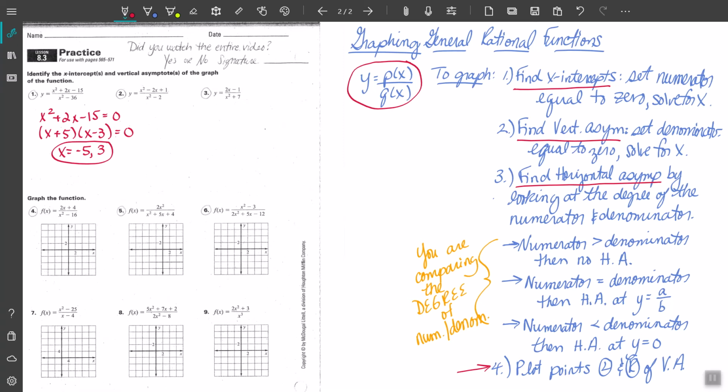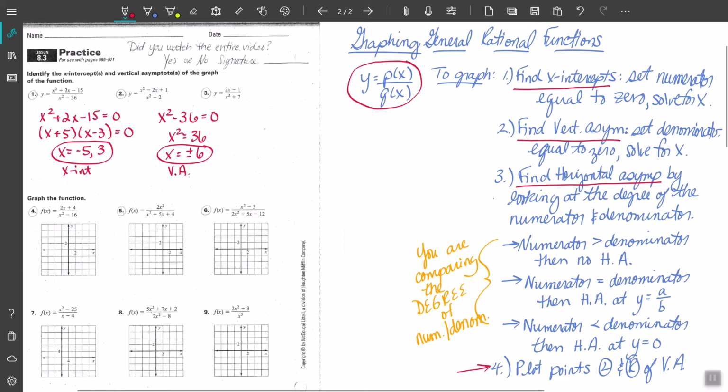Then we move to step 2, where we find the vertical asymptotes. We do that by taking the denominator, in this case x squared minus 36, setting that equal to 0, and solving for x. So we'll end up with x equals plus or minus the square root of 36, which I'm just going to go ahead and write as 6. Okay, so here are your vertical asymptotes. So we have our x-intercepts and we have our vertical asymptotes.